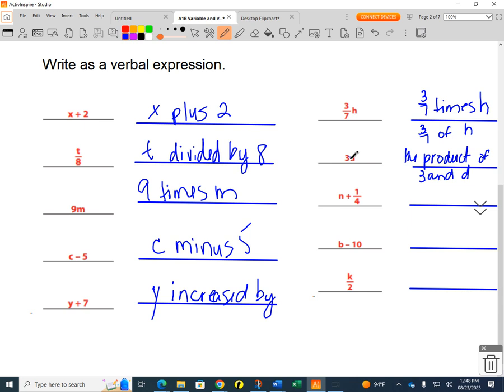What about the next one? How would we write the next one in words? Can you come out and write the next one in words, Josh? How can we write this one in words? Well, give it a whirl. What's the operation? Addition, right? So we know we're adding. What are we adding? There you go. You just said it. N plus 1/4. That's it. That's all I get to do there. Okay, Josh?